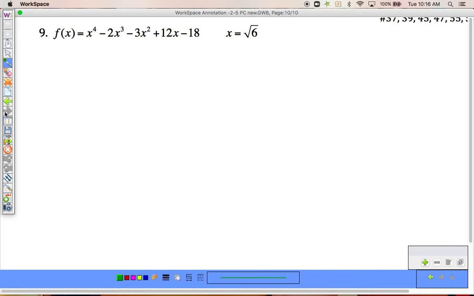All right, x to the fourth minus 2x to the third minus 3x squared plus 12x minus 18. This is not 100% of the time, but I would say 99% of the time when you have the square root of 6, more than likely you also have the negative square root of 6 as one of your solutions. So I'm going to take these. I'm going to get rid of the square root by squaring both sides. A positive square root and a negative square root is positive. When I square the square root of 6, I get 6.